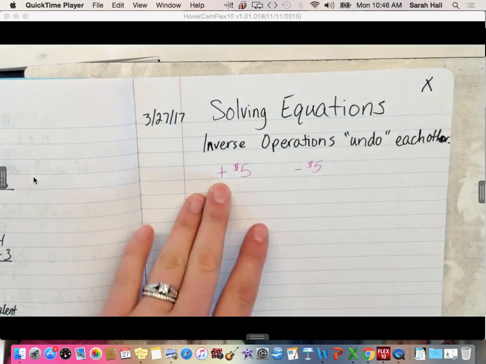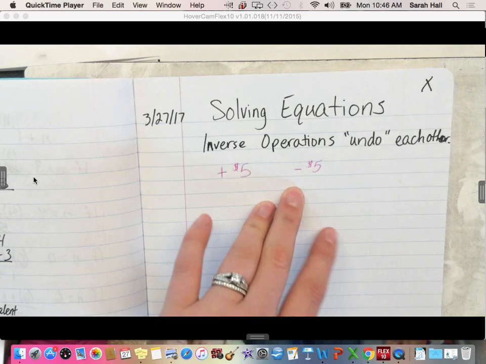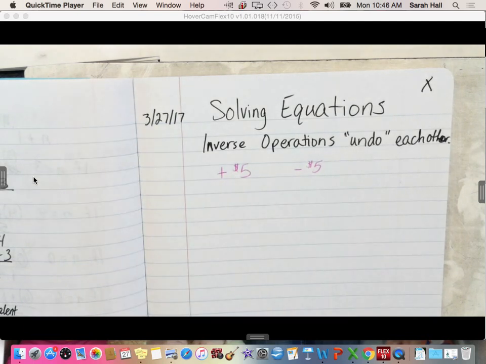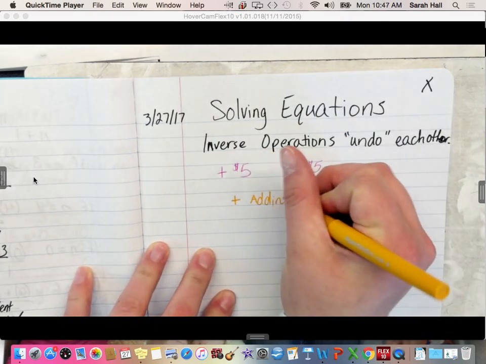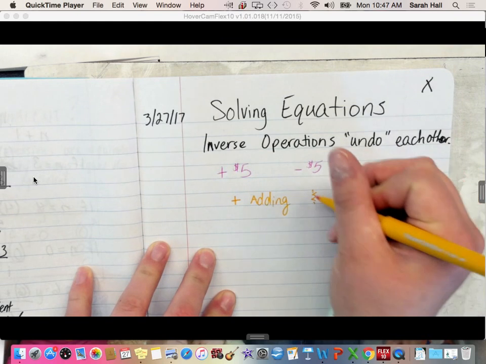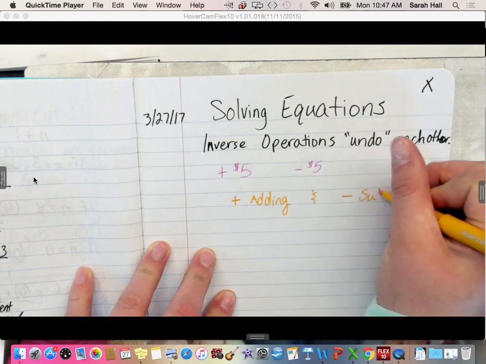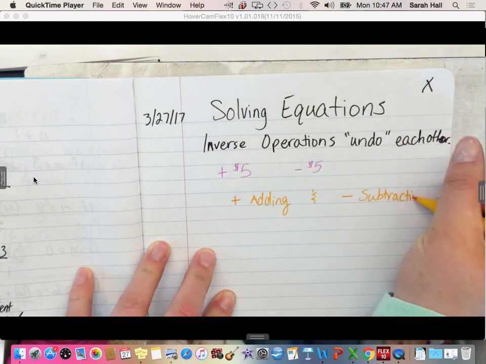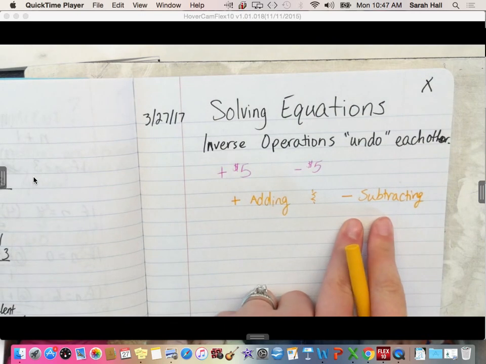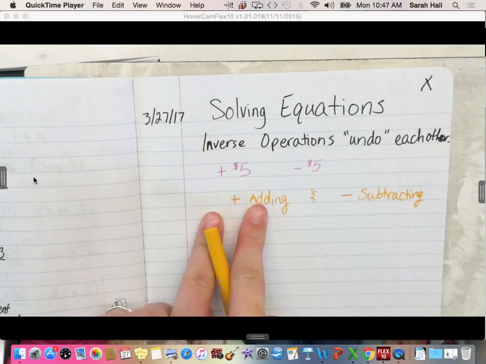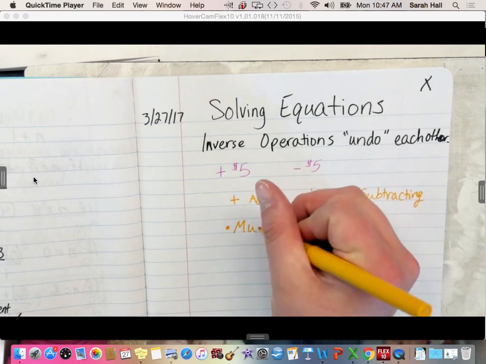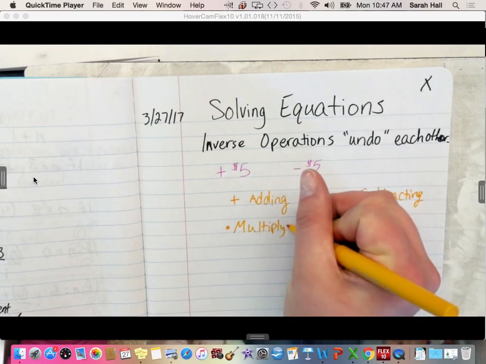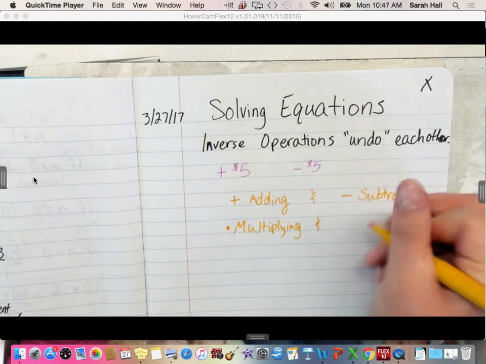So you just told me that if I add something, how do I undo it? I take it away. So inverse operations would be adding and, that's an and sign, subtracting are inverse operations. So if someone is subtracting something, how do you get it back to what it was? You add it. Okay, and then the same thing, multiplying, what's the opposite, the undo of multiplying? Dividing.